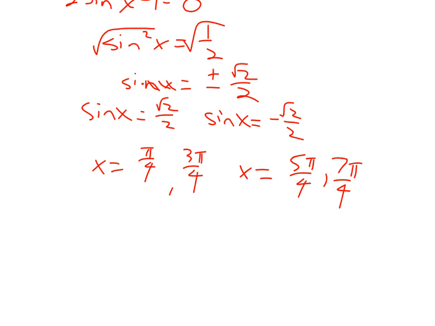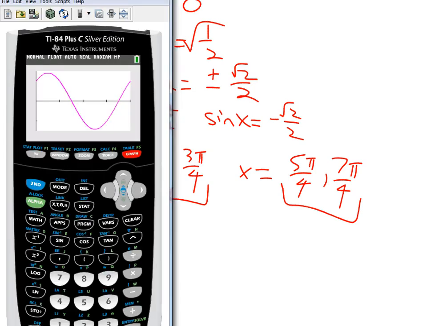So according to this, I came up with 4 critical values: pi over 4, 3 pi over 4, 5 pi over 4, and 7 pi over 4. Does that jive with what we said my graph is going to look like? I thought I had 1 relative max and 1 relative min on this interval.